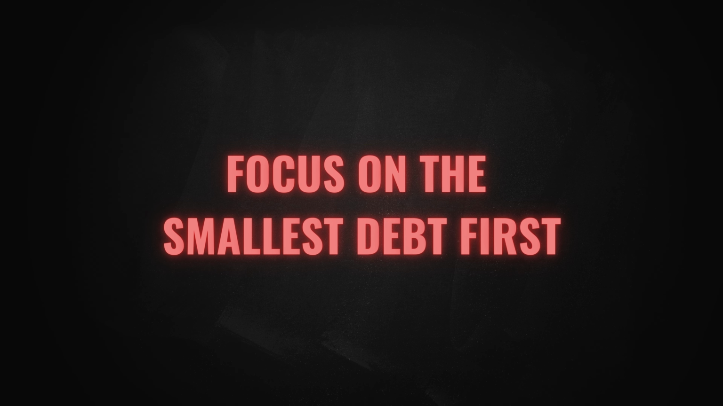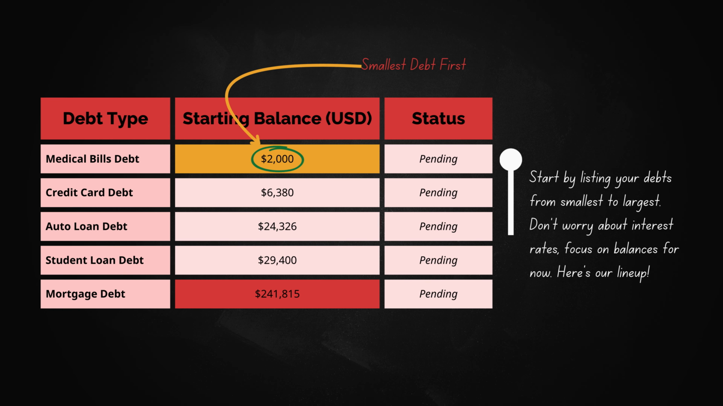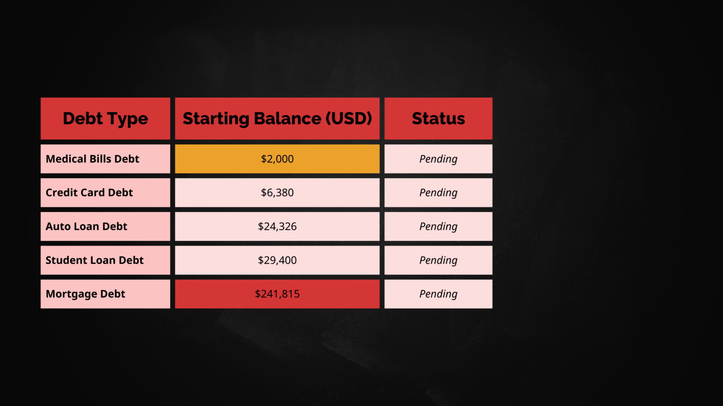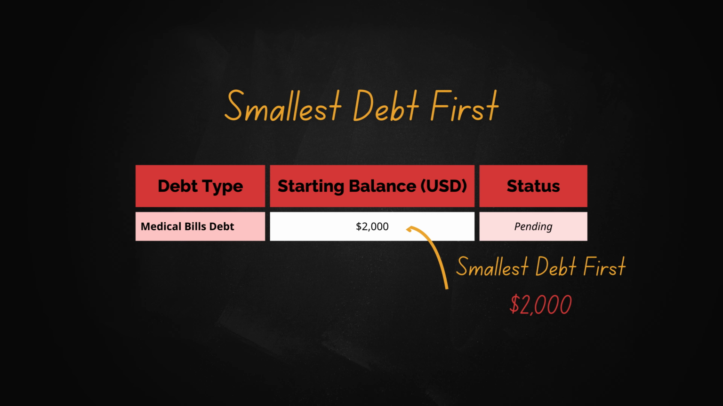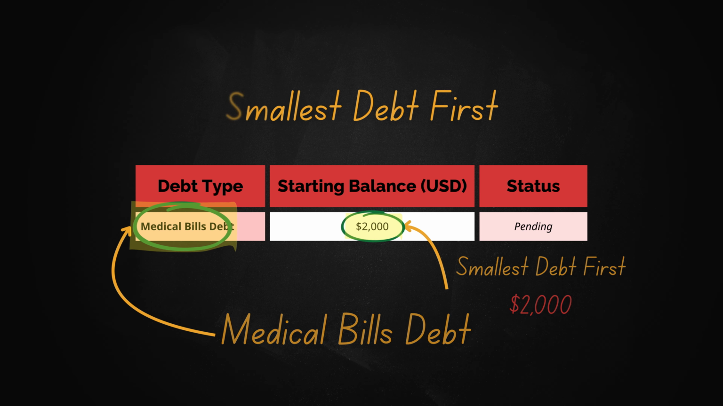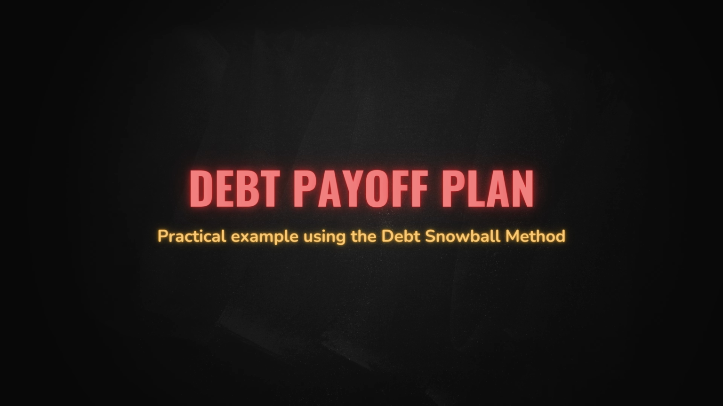Focus on the smallest debt first. Focus payments on the smallest debt while making minimum payments on the rest. As per our debt list, the smallest debt on the list is the medical bills with a starting balance of $2,000. Debt Payoff Plan. Practical example using the Debt Snowball Method.